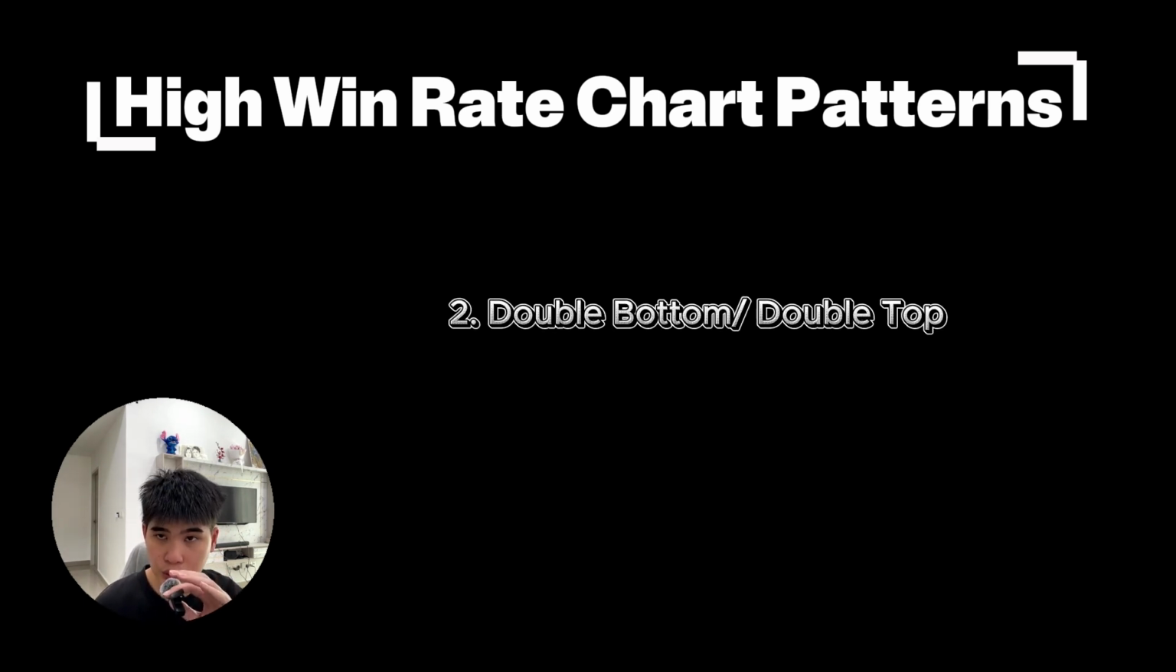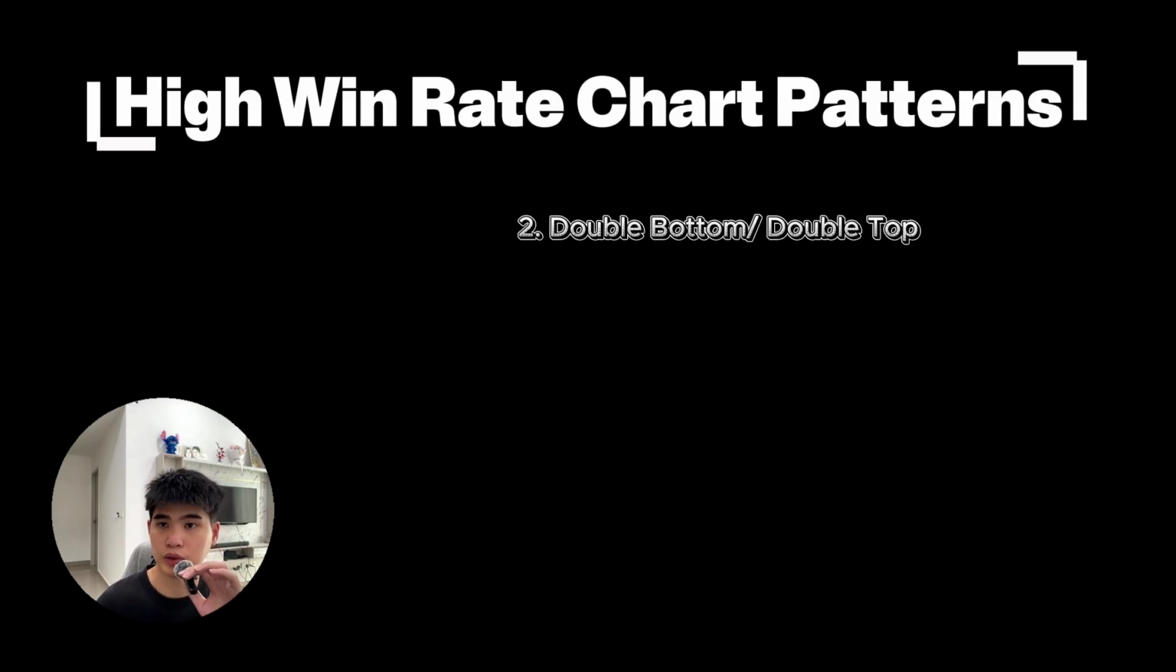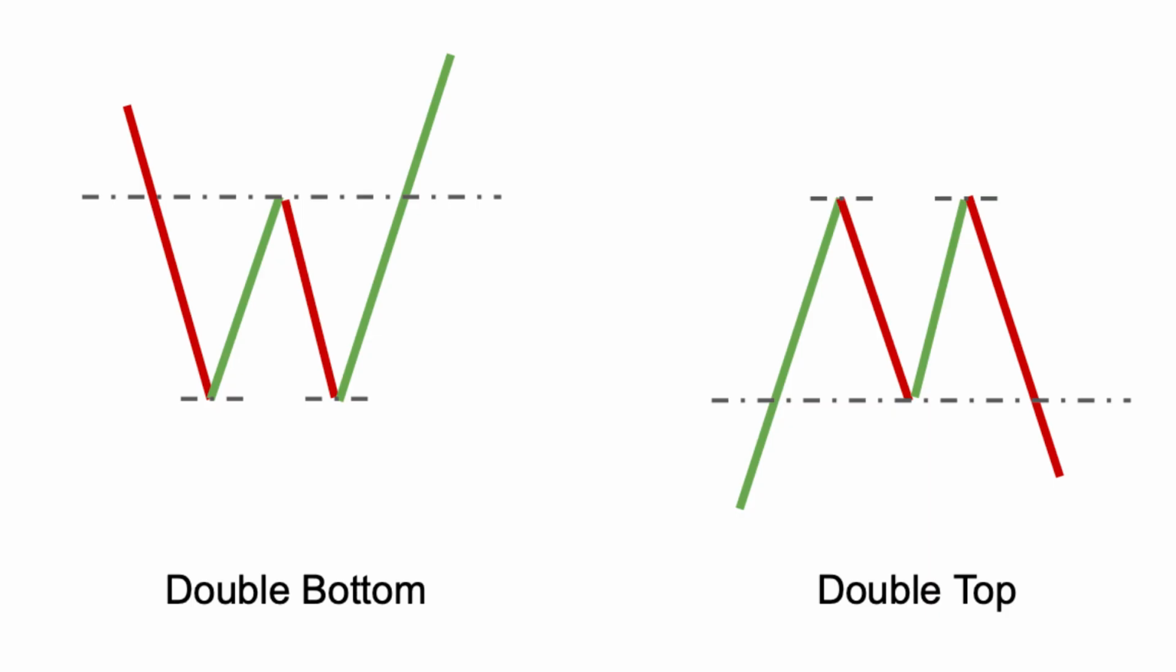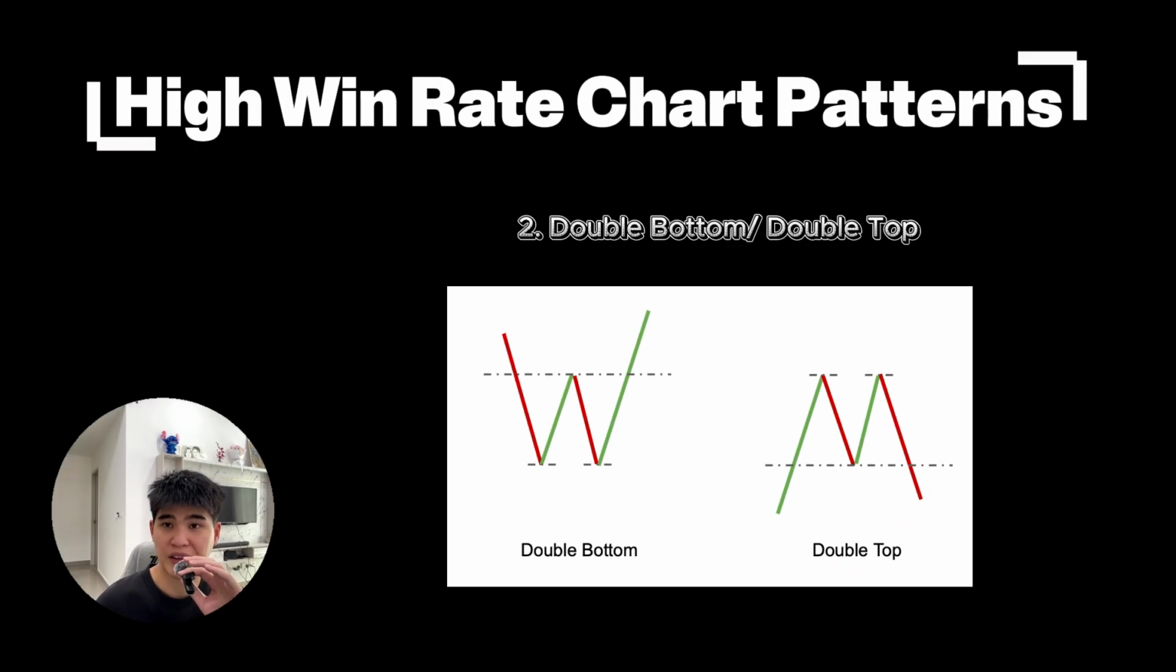Number two, double bottom and double top. It basically looks like this. It's like a W or an M. But take note that sometimes it can be a triple bottom or even quadruple. When we see a double bottom, we can go for a buy. When we see a double top, go for a sell. Same goes if it's triple or quadruple.